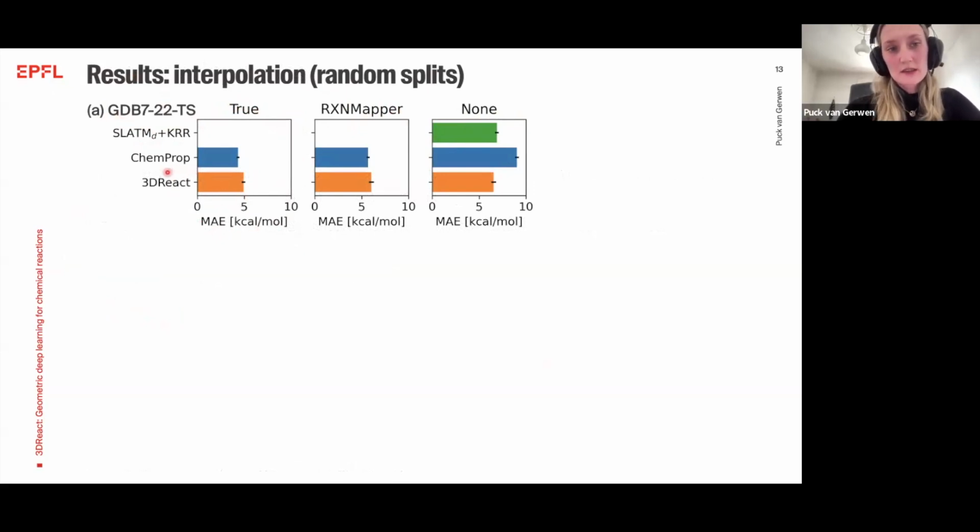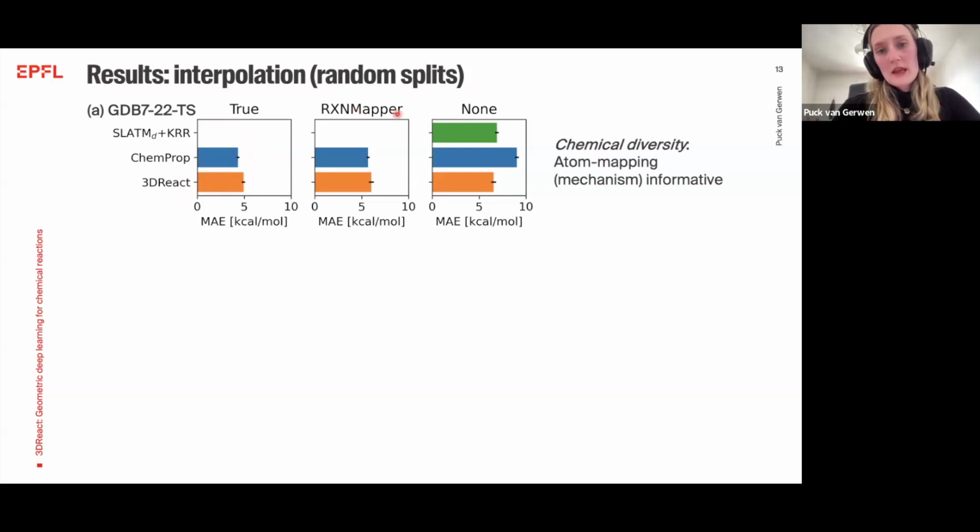Actually, this 2D based model, Chemprop, is. And this is because for this kind of data where you really have so many different types of chemical transformations, if you know the atom mapping or the mechanism, it's kind of all you need. So in the 3D React, we do also have it, but we also add a bunch of additional information in the form of geometry, which actually makes it a little bit more challenging to learn. And so Chemprop is still the best model.